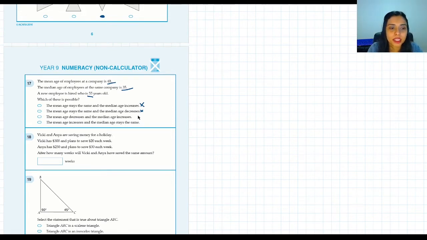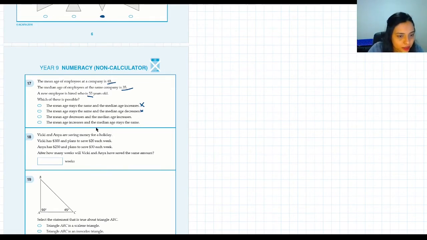So the median age tells us that half of the people are older than 35 at this company and half of the people are younger than 35. So if we hire another person who's 55 years old, it will either keep the median age the same or move it up, but it's not going to move down, because if there were 5 people aged 35, adding one person aged 55 will not increase your median age. It will still say 35, but it's not going to decrease.